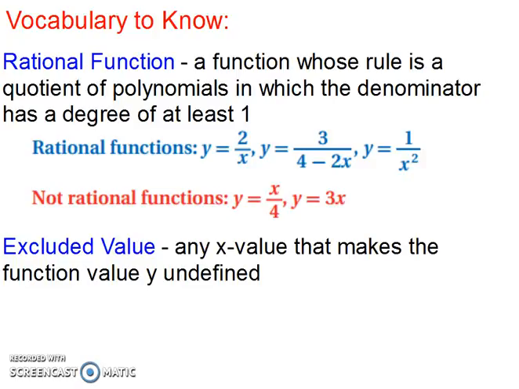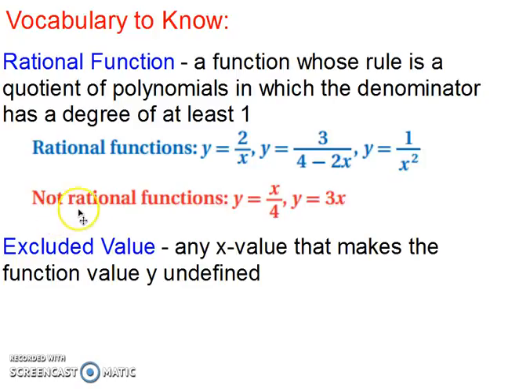A rational function is a function whose rule is a quotient of polynomials in which the denominator has a degree of at least 1. So rational functions would be like y equals 2 divided by x, y equals 3 divided by the quantity 4 minus 2x, and y equals 1 divided by x squared. Notice how in each of these your variable is in the denominator.